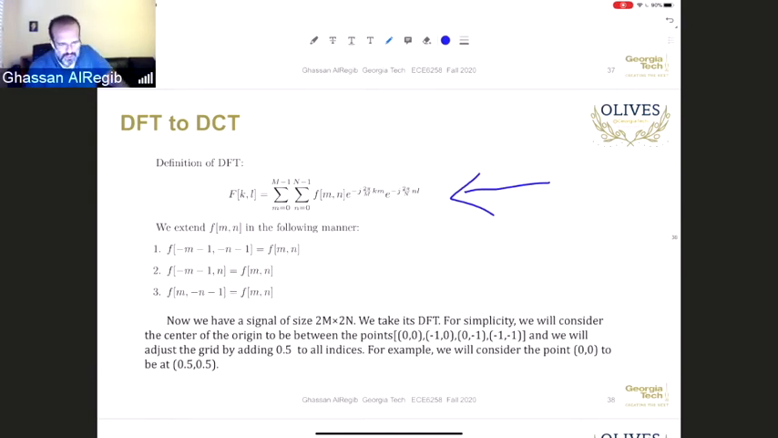I have an illustration at the next page or the one after it to illustrate this. The first one is f of negative m minus 1 and negative n minus 1 equal to f of m and n. Second one, f of negative m minus 1 and n is identical to f of m and n. And the third one is f of m and negative n minus 1 equal to f of m and n. So we'd like to have these extensions in the spatial domain.